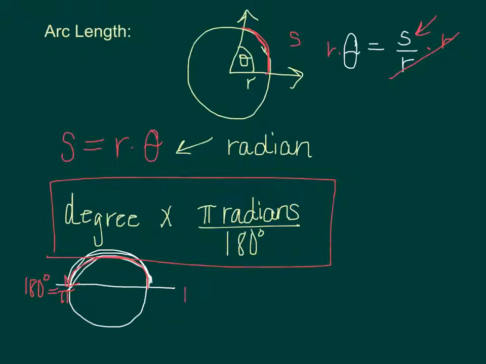So 1 pi radians is equal to 180 degrees. Well, if you know that, what is 2 pi radians? So if you were to go all the way around the circle, how many degrees would that be? Well, if you said 360, you are correct. So 1 pi is 180, 2 pi is 360 degrees.